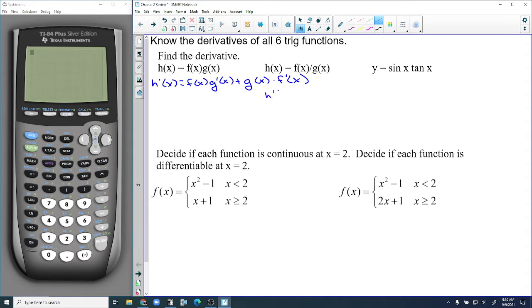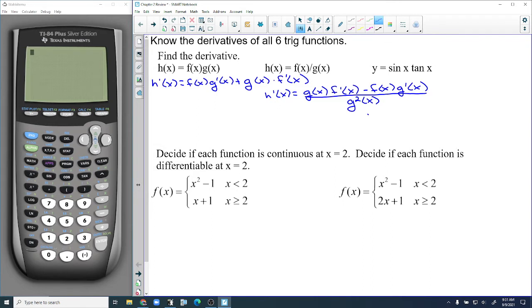So here's the quotient rule. Bottom times the derivative of the top minus the top times the derivative of the bottom, over the bottom squared. So g squared of x. So there's the quotient rule. Now I think maybe on the review I give some values that you've got to plug in for those.